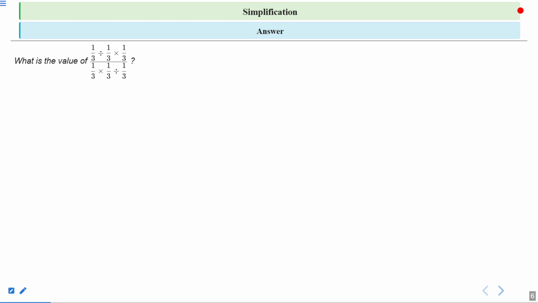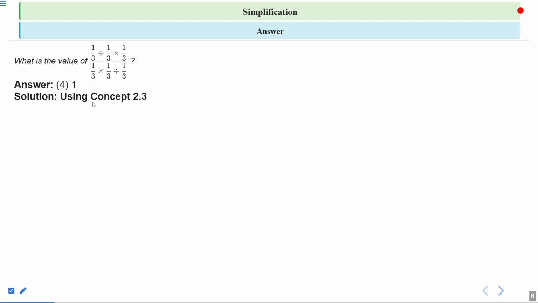The question says 1 by 3 divided by 1 by 3. We can reciprocate it and write it as 1 by 3 in multiplication form. So 1 by 3 becomes 3 in multiplication, and also multiplied by 1 by 3, whole upon 1 by 3 multiplied by 1 by 3 and divided by 1 by 3. Again we can reciprocate 1 by 3, which becomes 3. Simplifying it, we get our answer. The correct answer of this question is the fourth option, which is 1.